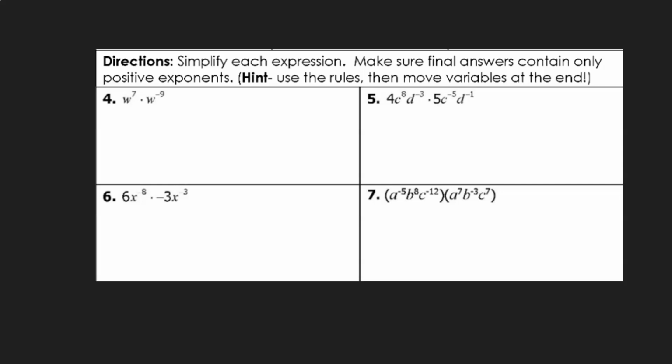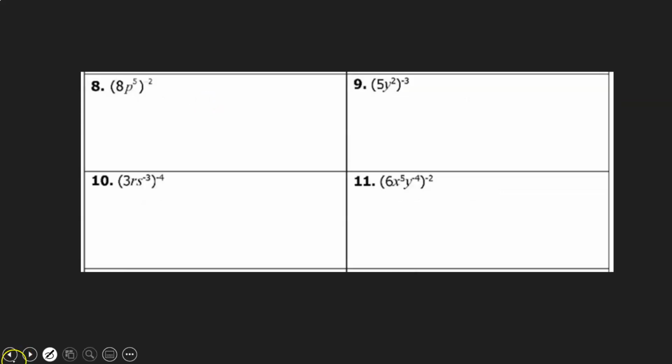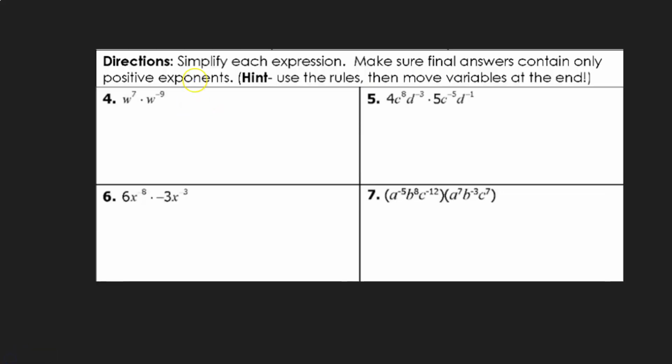It's really important to follow all the rules that we learned first and then move the exponent if it's negative. Because sometimes when you follow the rules, you don't end up with a negative. So when you're multiplying, we add. So you have w to the 7 plus negative 9 power, which is w to the negative second power, which becomes 1 over w squared.